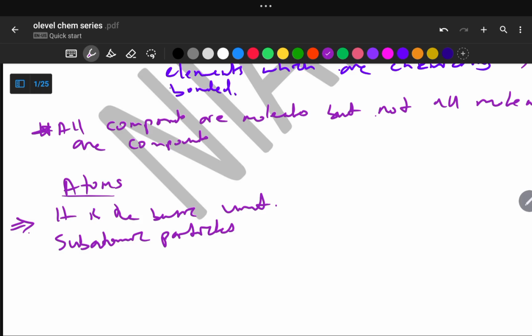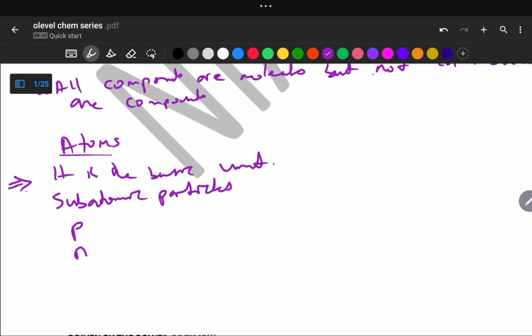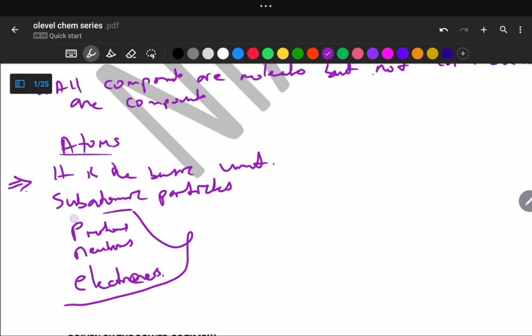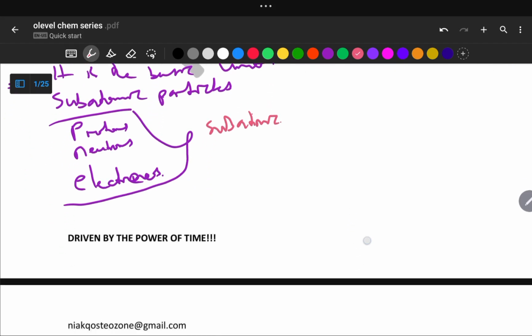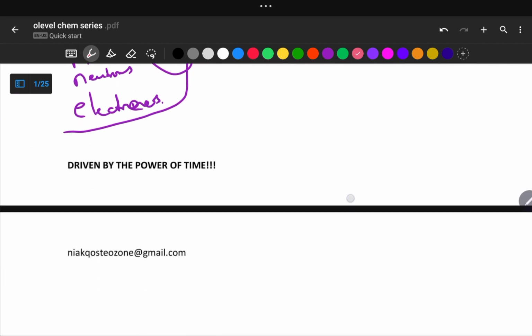The subatomic particles start with the proton, going on to the neutron, and lastly the electrons. These are the protons, these are the neutrons, and these are the electrons. You should know these subatomic particles by heart. We want to dissect each of these subatomic particles, starting with the protons.